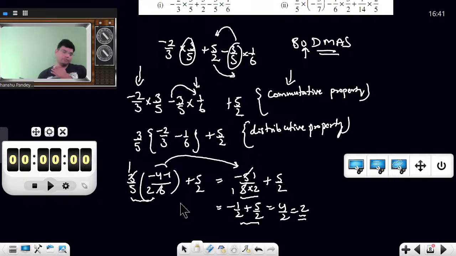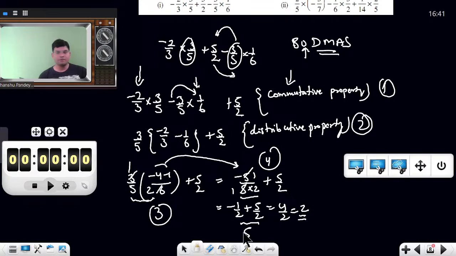Any doubt? Just let me know if anybody is having any doubt. So I am marking the steps as well. So this is first, this is second, this is the third step, this is the fourth step, this is the fifth step, and sixth step, and then seventh answer. In the seventh step we got the answer.